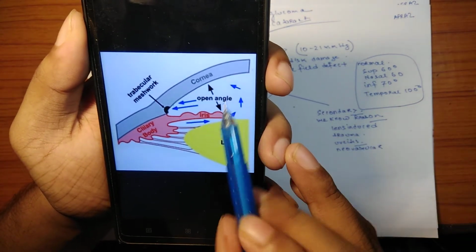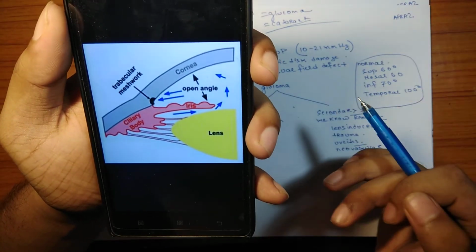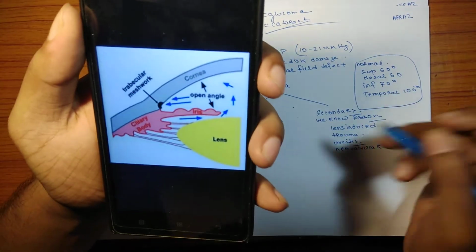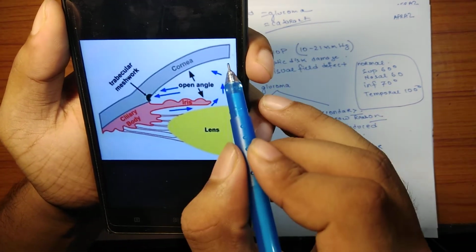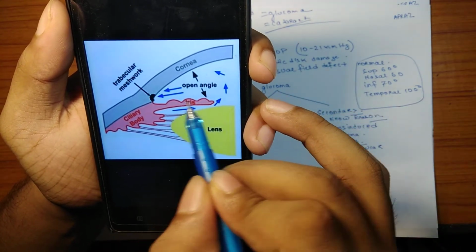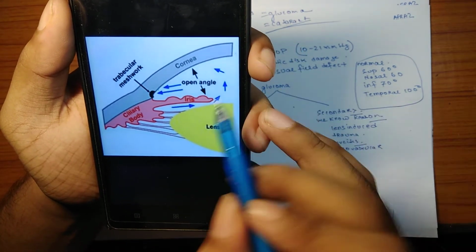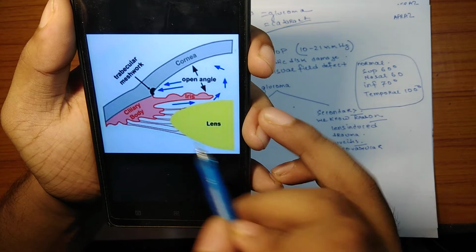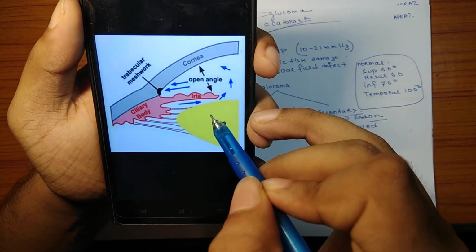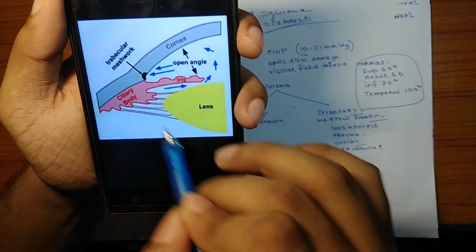So let us try to understand. This is the iris. The eye is divided into anterior segment and posterior segment. The anterior segment is again divided into anterior chamber and posterior chamber. The anterior chamber is the structure behind the cornea and in front of the iris. The posterior chamber is behind the iris and in front of the lens. Both together form the anterior segment, the structures present in front of the lens.